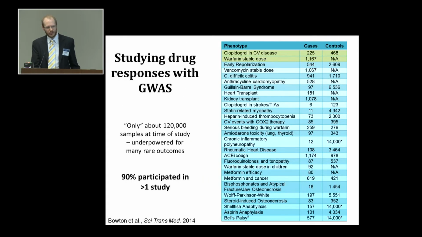You can also use EMRs to look at drug response phenotypes. This looks at 31 drug response phenotypes we examined. At the time, there were about 120,000 people in BioVU, and an important finding is that it ends up being a small sample size when you want to look at a rare adverse event like heparin-induced thrombocytopenia, for which we found about 70 cases. Another important aspect is that 90% of these patients that we genotyped participated in more than one study. So the data gets used and reused.